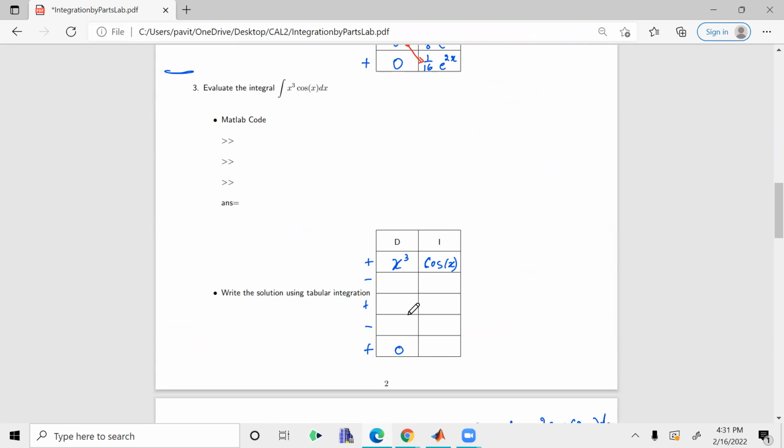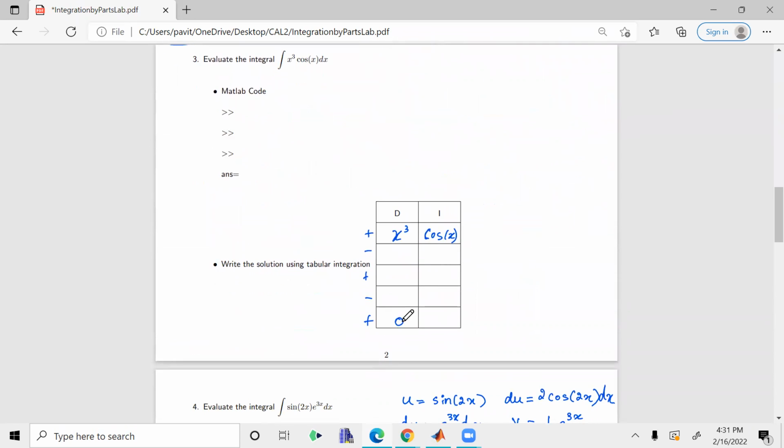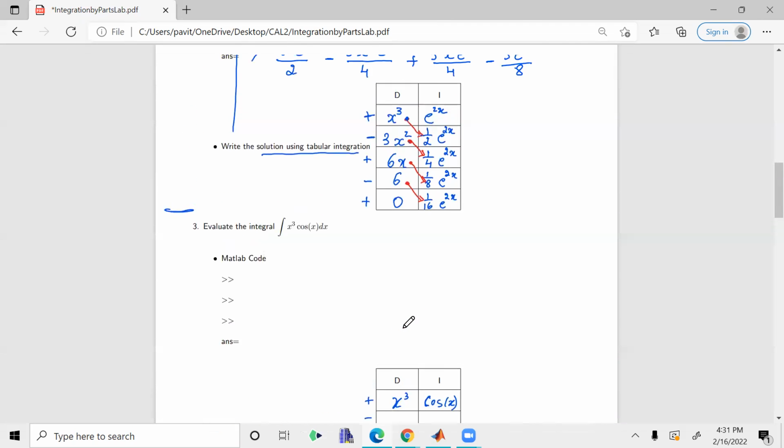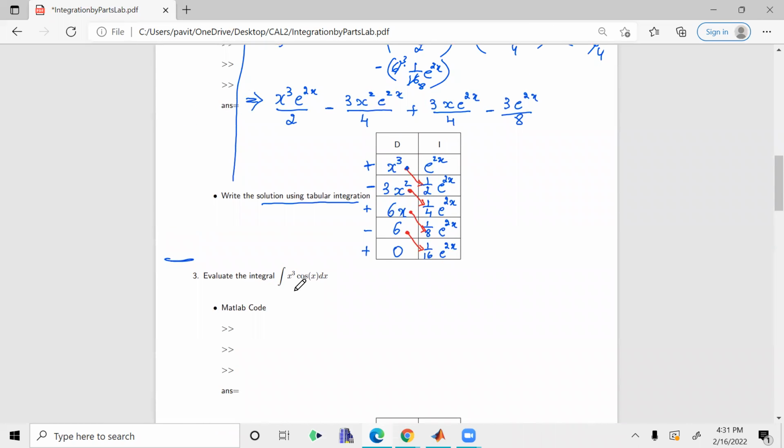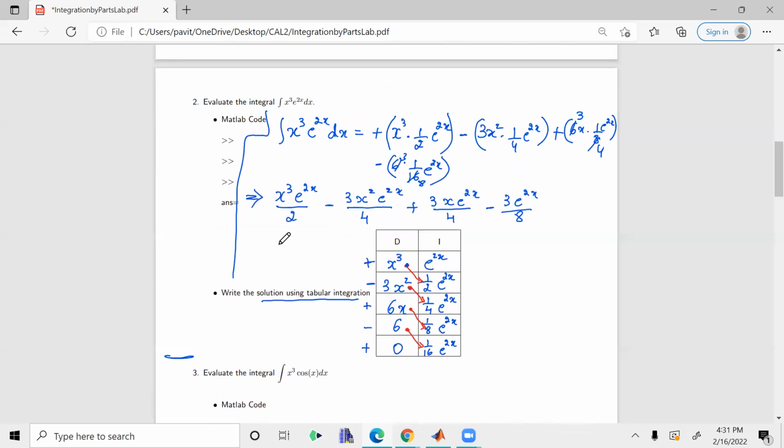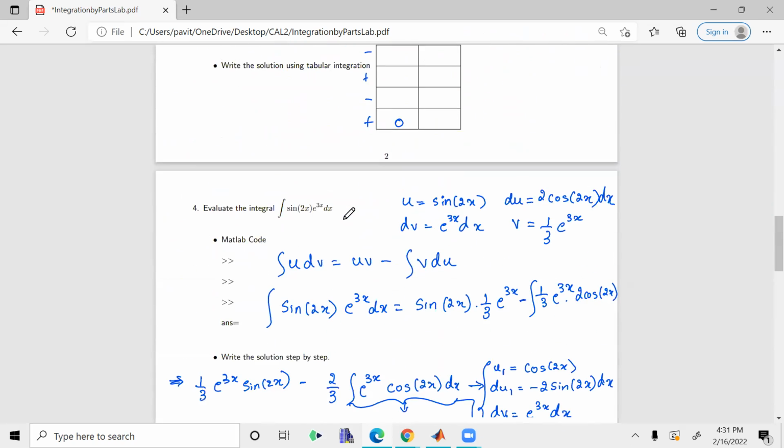Find the derivative in the first column. In the second column, you're going to integrate the function, and you're going to continue until you reach 0. Okay. And you will find the solution to this integral like we did in problem 2. So that will complete your problem 3.